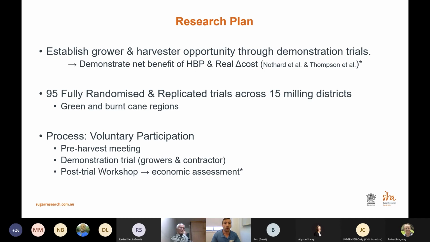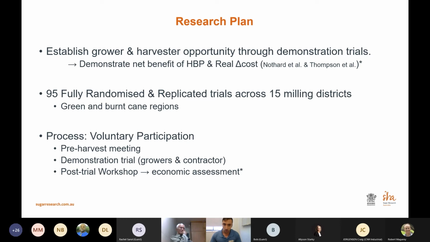So the research plan was to establish a grower and harvester opportunity through demonstration trials. The process was we'd have a pre-harvest meeting with volunteer groups, update them and say what was actually going to be involved in the demonstration. We'd conduct the demonstration trial, which I'll go into a bit further on what was conducted, and then do a post-trial workshop presenting the economics and also showing an economic assessment.